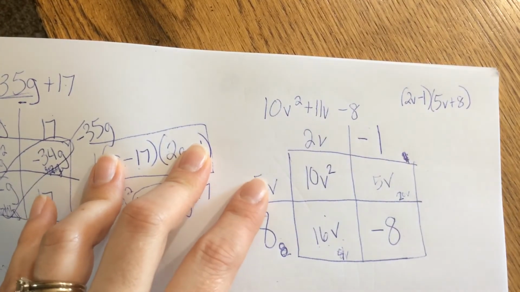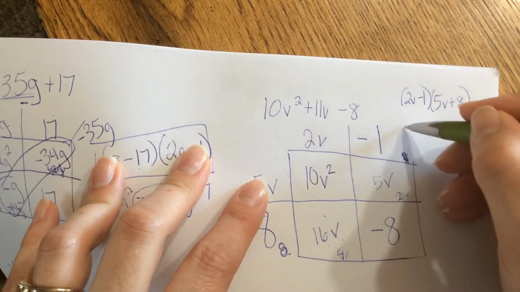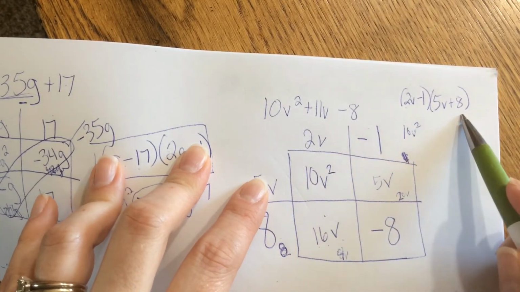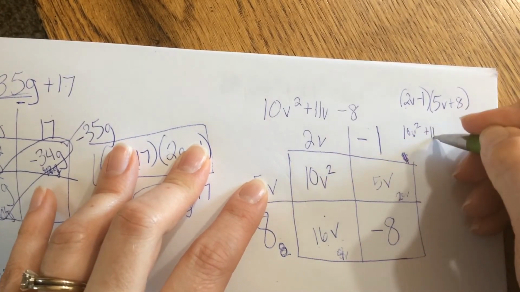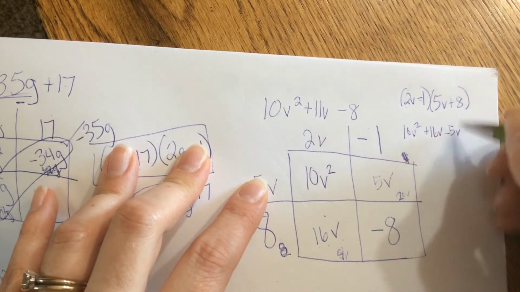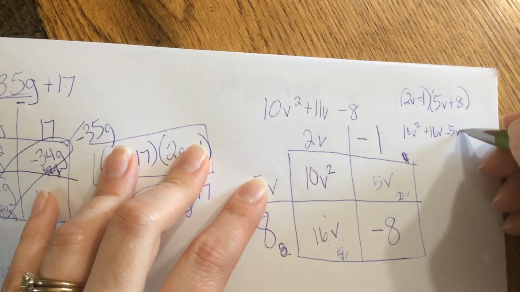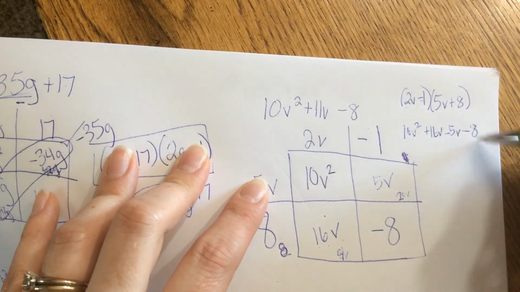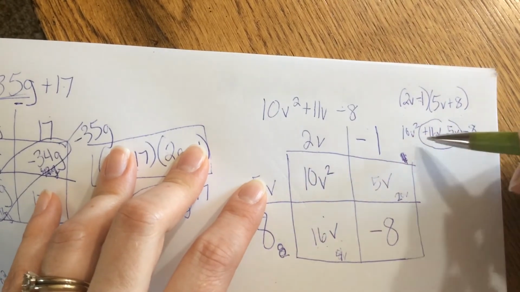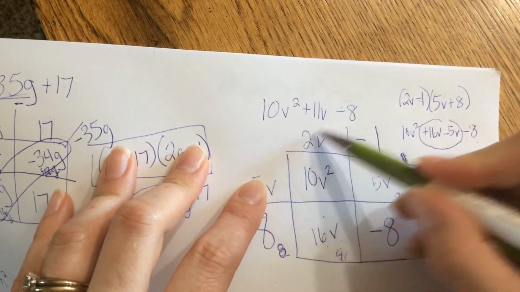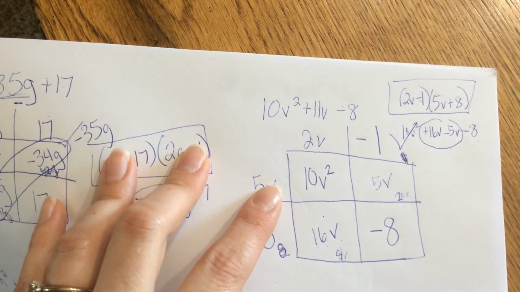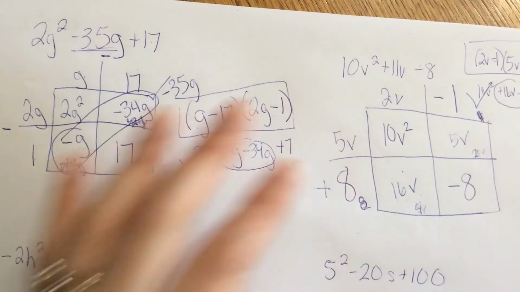Okay, and if I check that with that FOIL, 2v times 5v gives me 10v squared. Outsides, 2v times 8 is a positive 16v. Insides, minus 5v. And last, negative 1 times 8 is a negative 8. That's what I wanted. And when I check this middle, again, 16 minus 5 gives me that positive 11. So it checks. All right. So those are those leading coefficient ones.